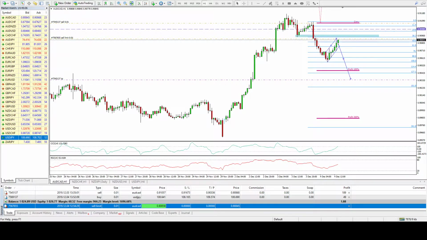Okay, looks like my Aussie cat is moving to capture my second order. This would be a retracement of 38.2 of this leg. Let me show you which leg I'm talking about. This is the leg I'm talking about.